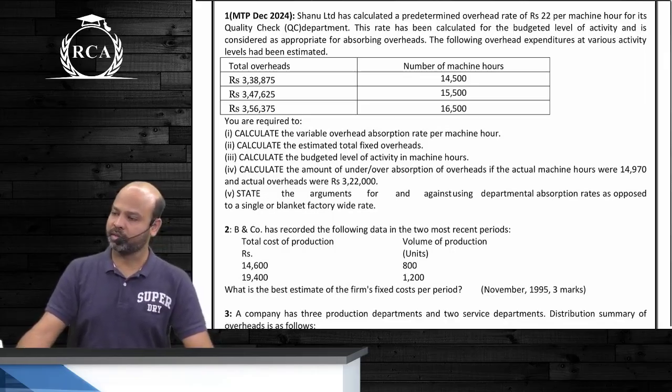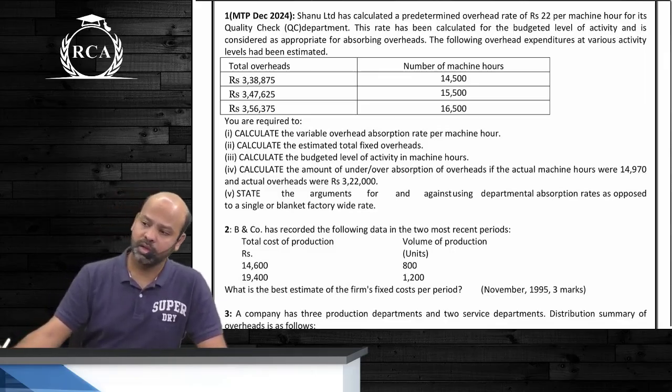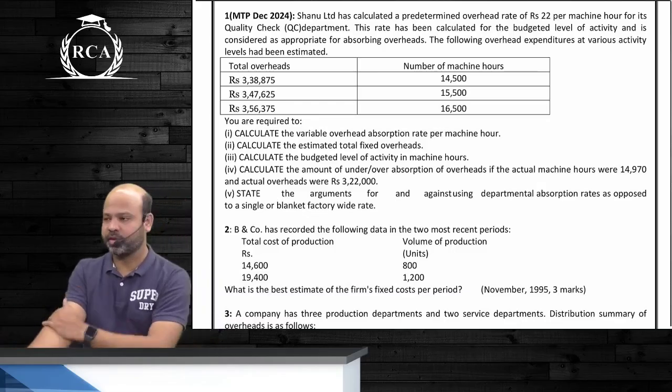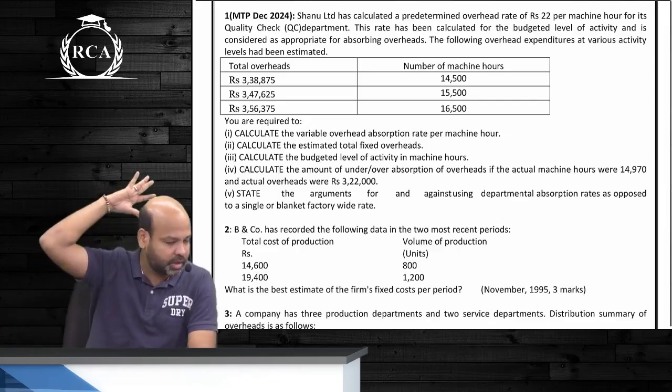Shivam, what is the answer, beta? 16,000 machine hours. How, what, beta? From 22 rupees. Perfect. So from 22 rupees, guys, if you remove variable rate per hour, you will get fixed rate per hour. How much will be fixed rate per hour?